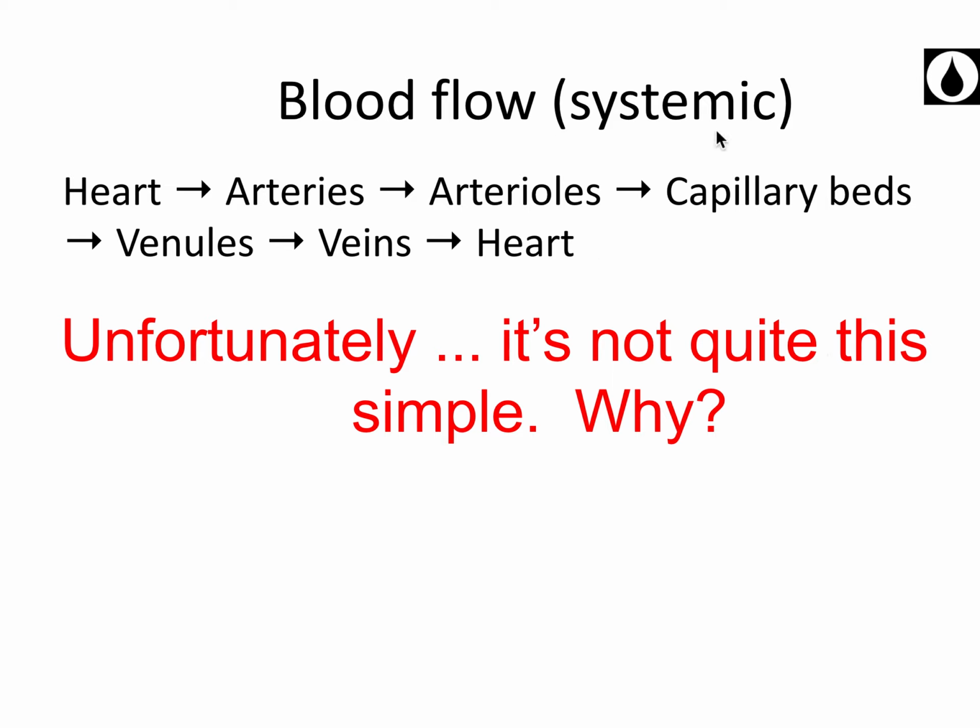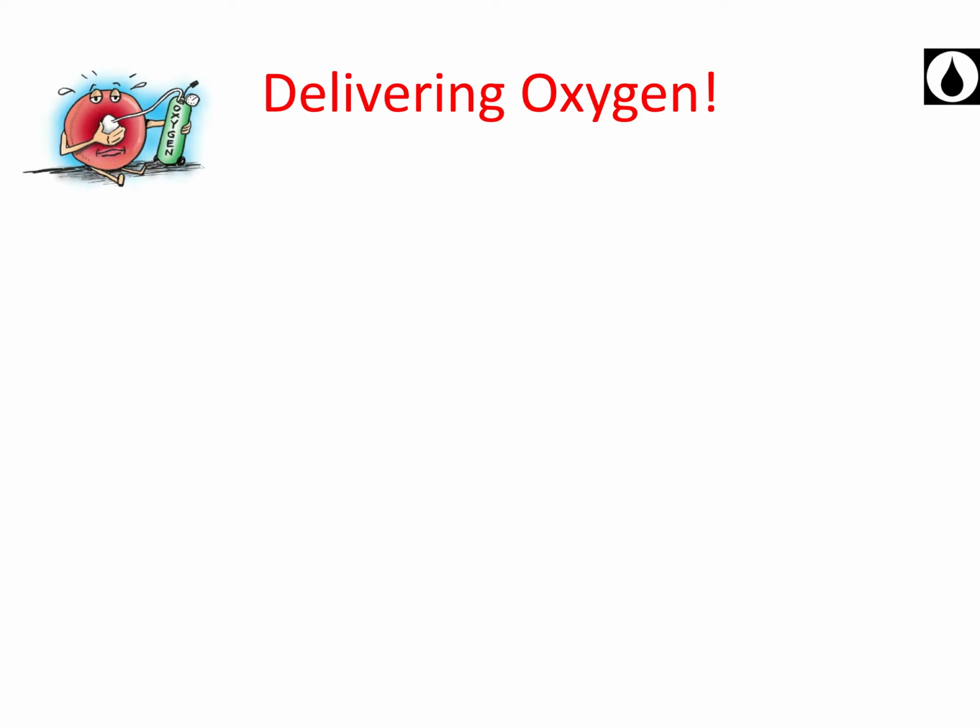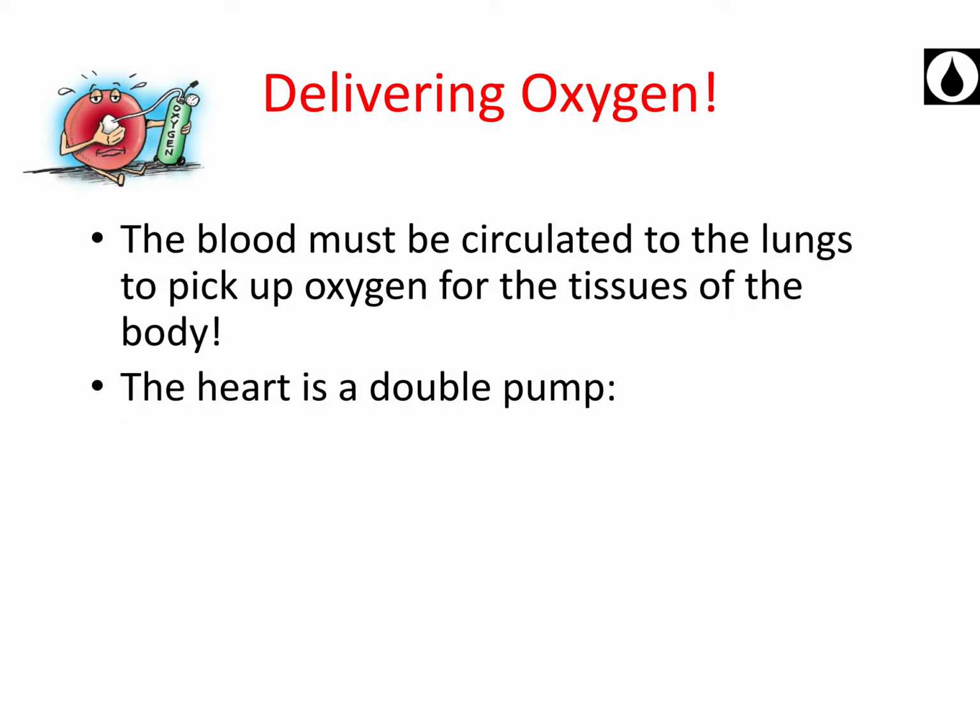So, blood flow. What we've talked about so far is that the blood goes from the heart to the arteries to the arterioles to the capillary beds. Then it goes to the venules, to the veins, and back to the heart. But unfortunately, it's not quite this simple. Why? Because we're leaving the lungs out of the picture. The main function of the heart is delivering oxygen, so we have to include the lungs in this picture. The blood must be circulated to the lungs to pick up oxygen for the tissues of the body.